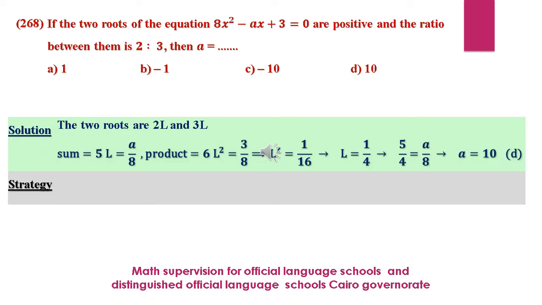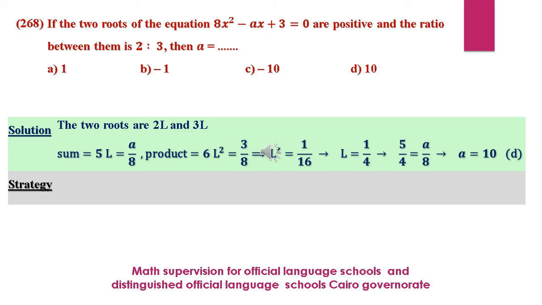If the two roots of the equation 8x^2 - ax + 3 = 0 are positive, and the ratio between them is 2 to 3, then a equals what? Now, the ratio between the two roots is 2 to 3, so the two roots will be 2l and 3l. The sum of roots will be 5l, equal to negative the coefficient of x over the coefficient of x^2, which is a over 8. The product of the two roots will be 6l^2 equals 3 over 8.